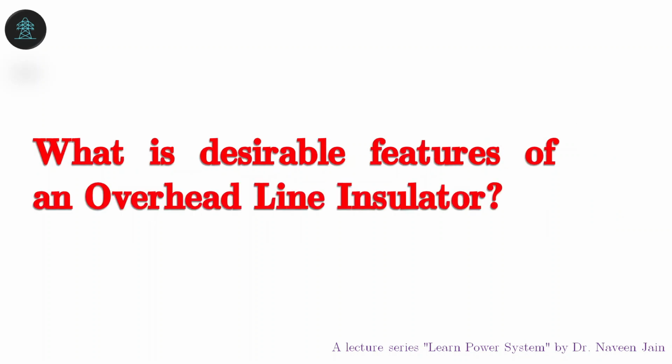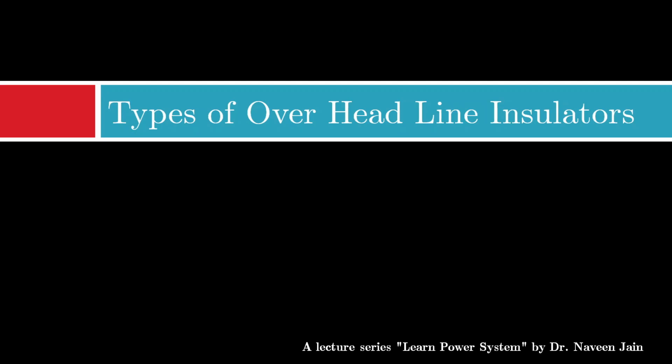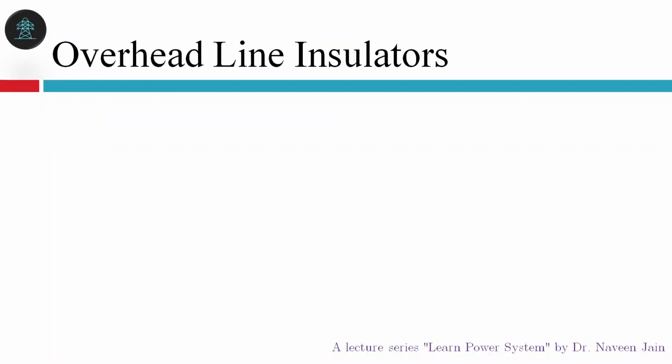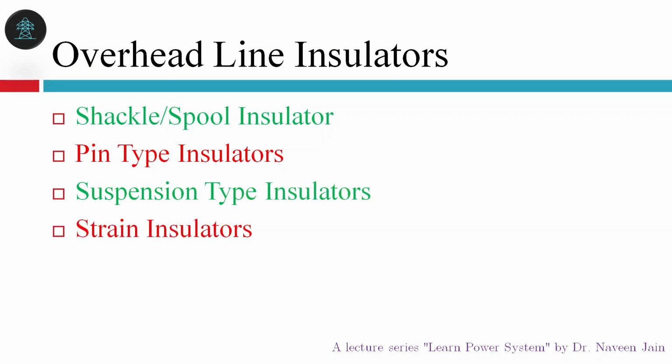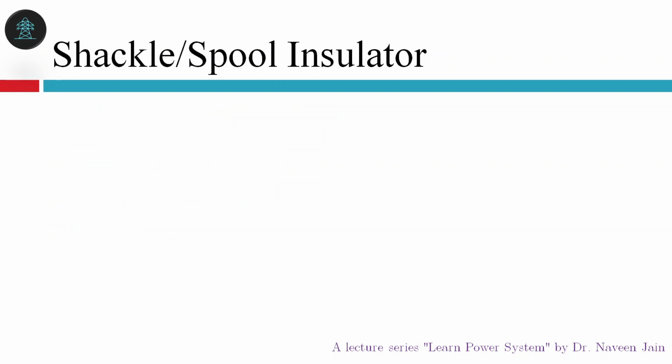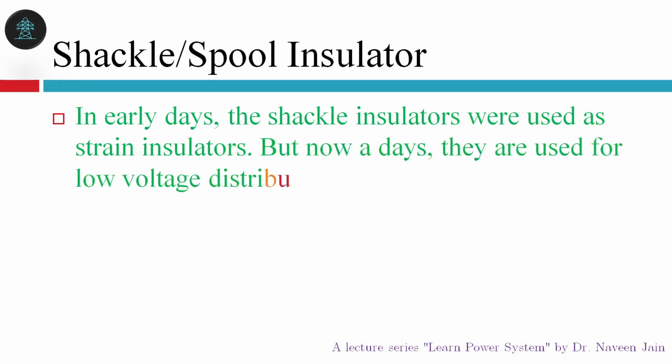What are the desirable features of an overhead line insulator? These are key features we require or expect from an insulator. Types of overhead line insulators: shackle or spool insulators, pin type insulators, suspension type insulators, and strain insulators. First, the shackle or spool insulator.